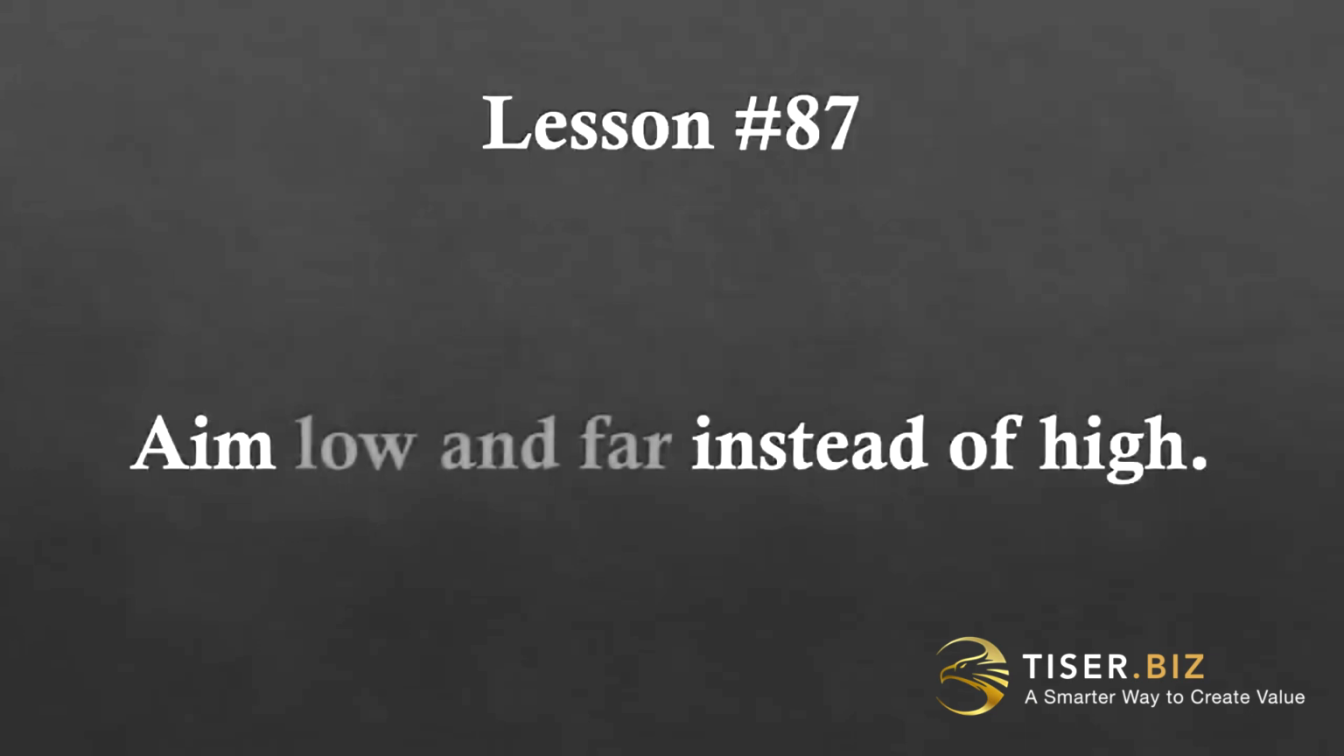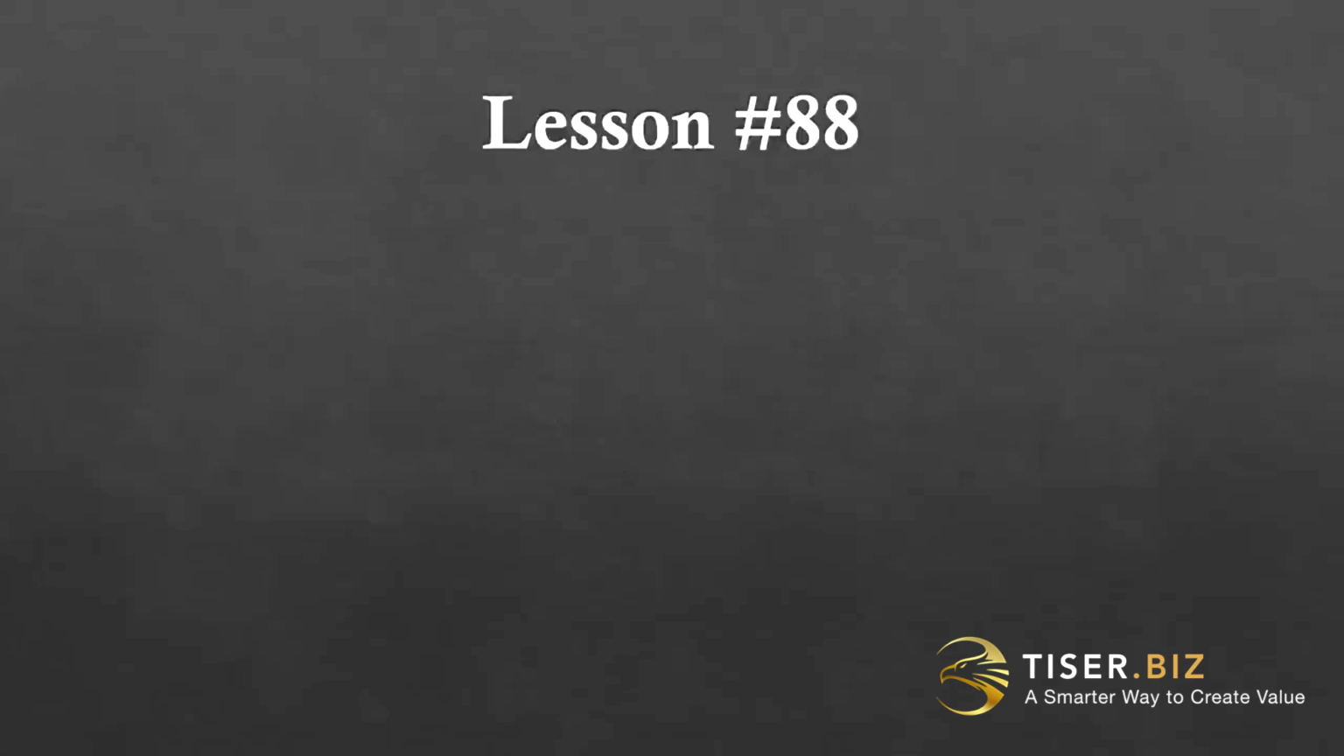Lesson number 87. Aim low and far instead of high. New retail traders will often make unrealistic plans about how much money they are going to make and how fast they are going to make it. Needless to say, this is a vain exercise. Instead of aiming high, you should aim low and far. That does not mean you should not be bold or ambitious. It means that you should aim for the long term while being realistic in the short term. Slow progress beats the hell out of no progress at all, which is what happens when you keep trying to make things happen quickly.